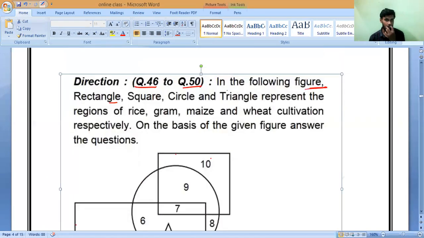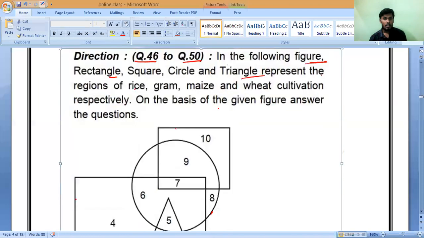This is what is happening. Correct or not? Now observe very carefully. Triangle represents the region of rice. Correct or not? Triangle represents what? Rectangle, square, circle and triangle will represent the regions of crops.